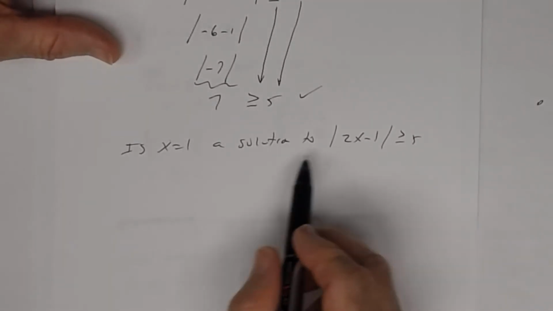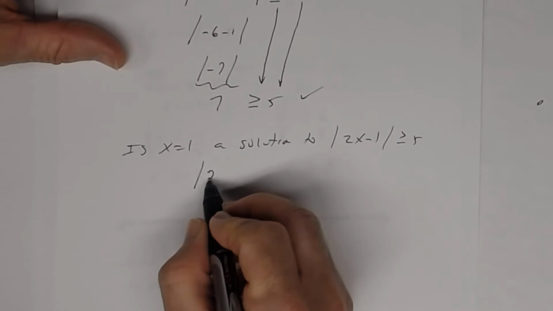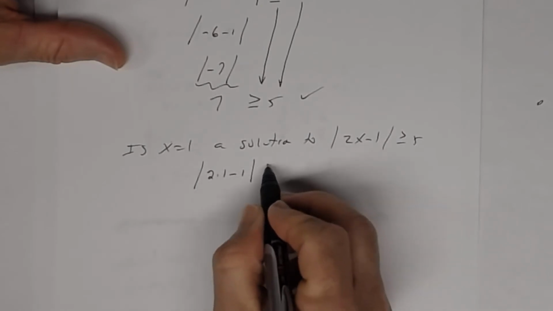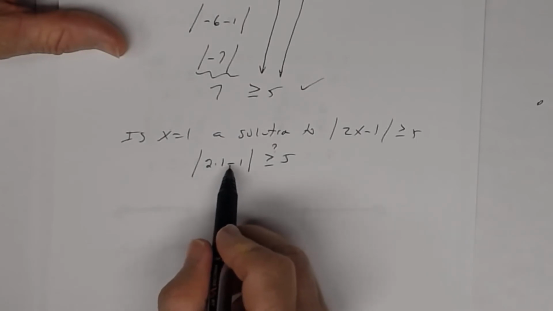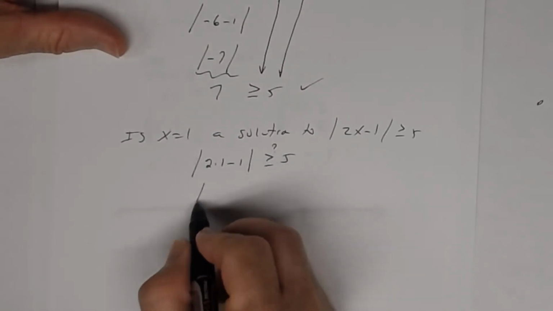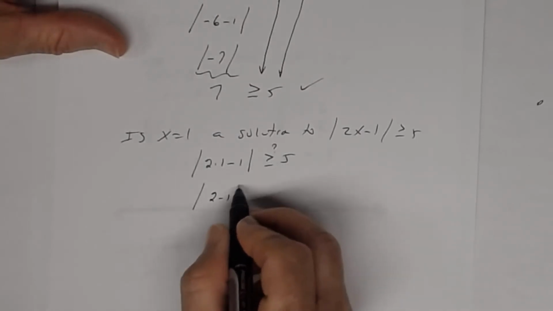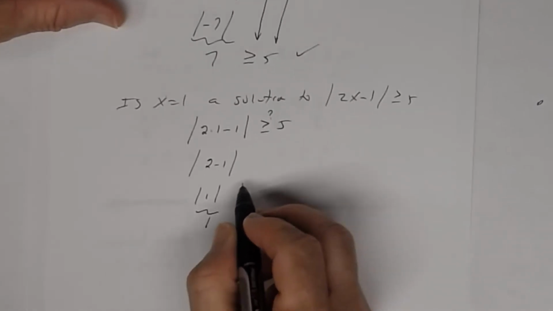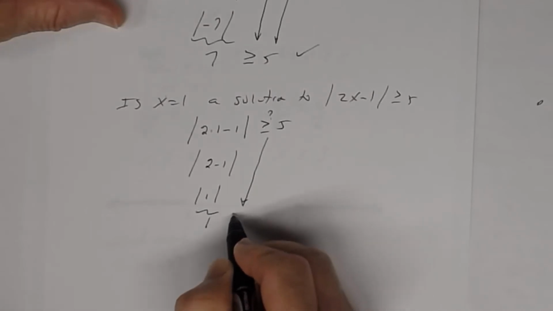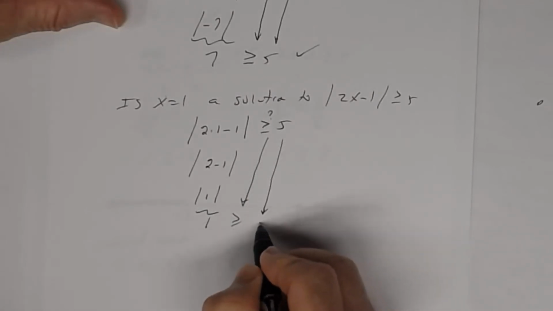So in place of x, I'm going to substitute 1. So the absolute value of 2 times 1 minus 1. And I want to see if that's going to be greater than or equal to 5. Order of operations, I multiply before I subtract. 2 times 1 is 2. So I get the absolute value of 2 minus 1. 2 minus 1 is 1. And the absolute value of 1 is 1. So is 1 greater than or equal to 5?